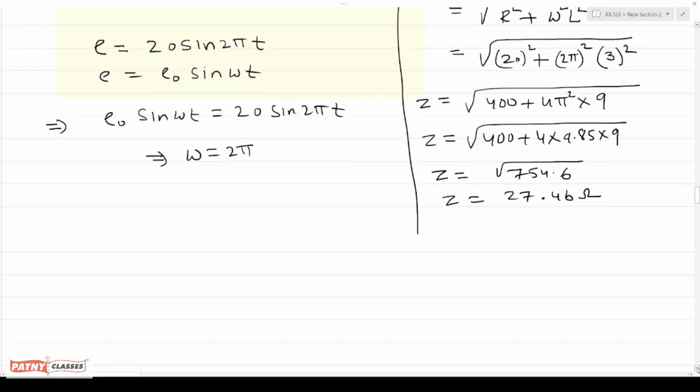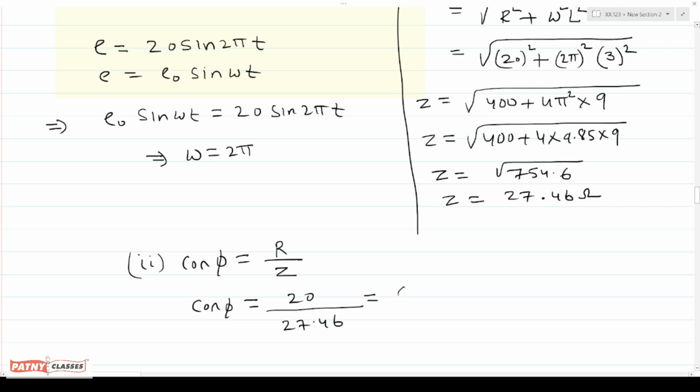Now, the second part is power factor. Cos phi equals R upon Z. Cos phi, R value is 20 and Z value 27.46. This equals 0.72. Therefore, power factor equals 0.72.